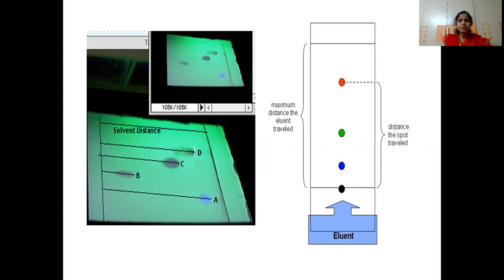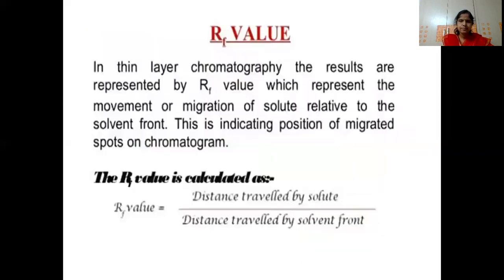So we have to place that slide under UV light. When you place it under UV light, it is visible in this way. These are the spots which are visible under UV light. This is how the separation of components can be carried out by TLC.